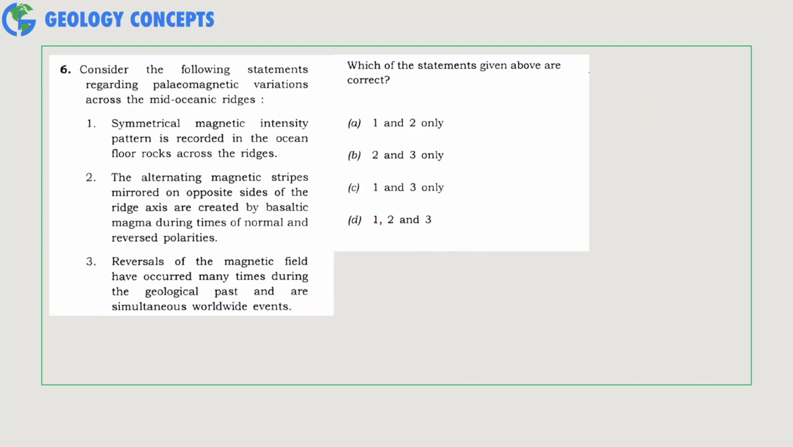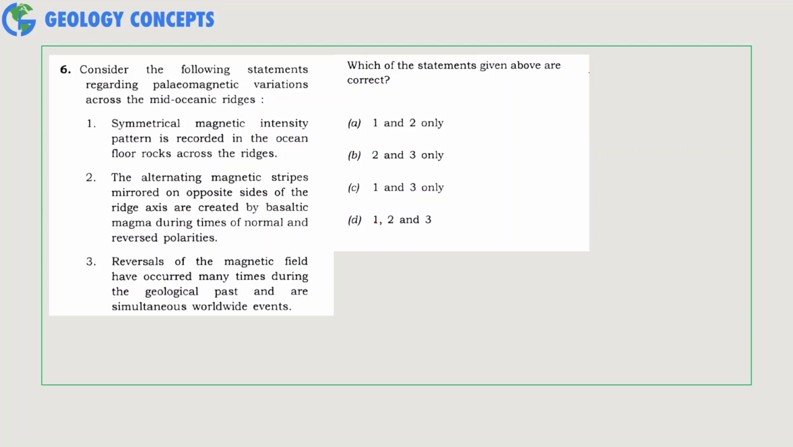Next question asks, consider the following statements regarding paleomagnetic variations across the Miocene ridges. Statement 1 states symmetrical magnetic intensity pattern is recorded in the ocean floor rocks across the ridges. Statement 2 states the alternating magnetic stripes mirrored on the opposite sides of the ridge axis are created by basaltic magma during time of normal and reversed polarities.